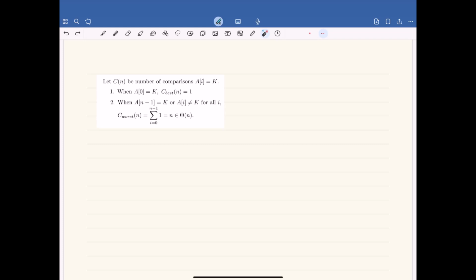So if the key is in the array, we have n possible locations for the key, starting from index 0 up to index n-1. And if the key is not in the array, we have only one case. So in total, we have n plus 1 cases: n cases if the key is in the array, and one case if the key is not in the array. And for each case, you need to count how many comparisons are executed by the algorithm. Since it is possible that the key is in the array and also possible that it is not, we need to assign a probability p for the key being in the array, and 1 minus p if the key is not in the array.